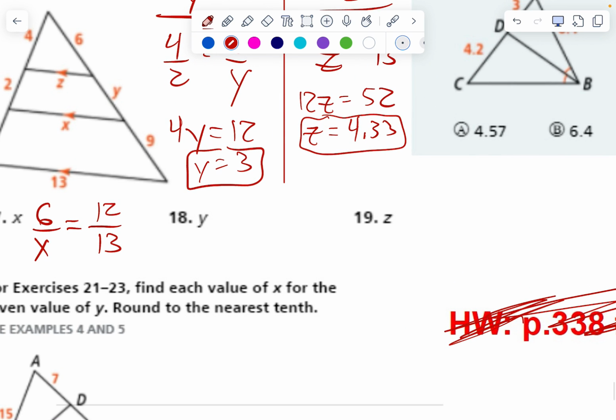Room is always an issue. So 12x equals, what is that, 78, I think? So 6.5 for x.